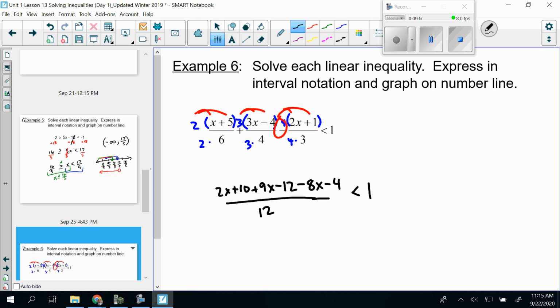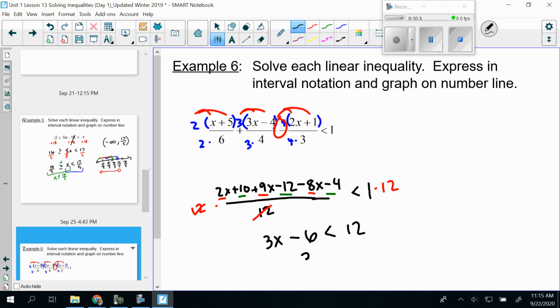Okay, to solve that now that we just have one denominator, we can get that to the other side by timesing both sides by 12 here. So that'll get rid of that. There's also some like terms we now can combine up here. So you got 2x plus 9x is 11x, minus 8x is 3x. Let's combine our constant terms. 10 minus 12 is negative 2, minus 4 more is negative 6. And on the right side we have 12. We don't need to flip the inequality sign because we multiplied by a positive, not a negative.